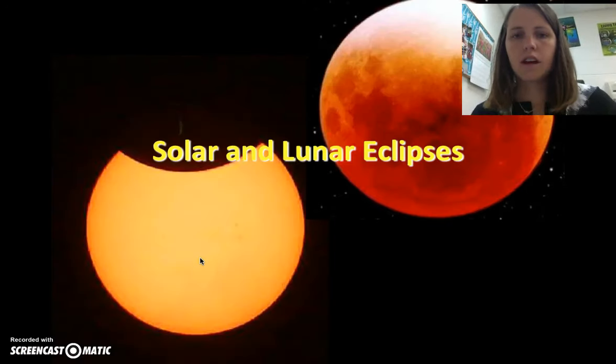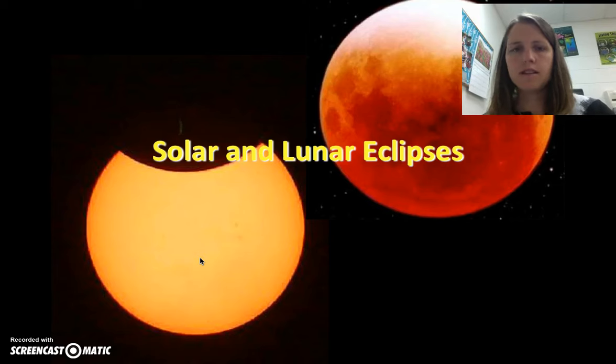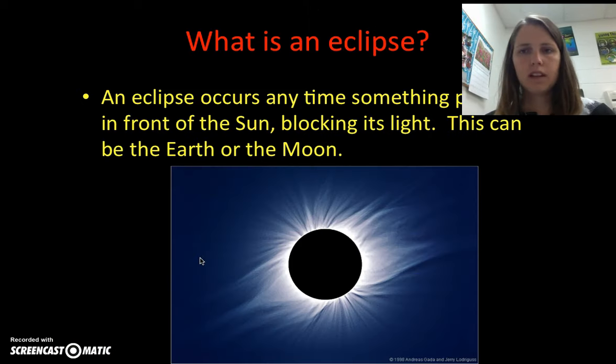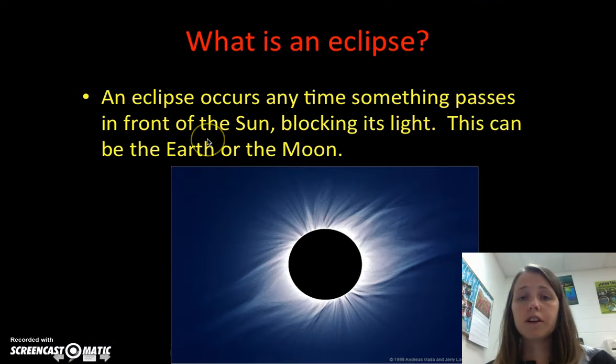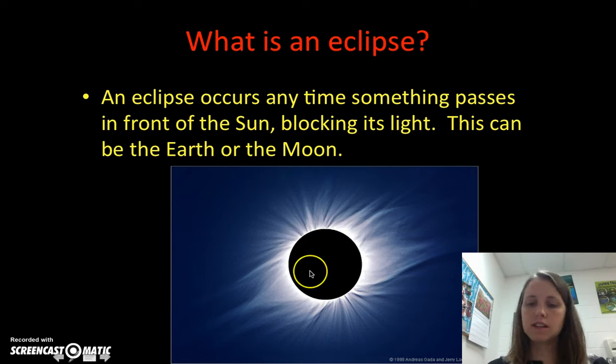All right, we are going to talk about solar and lunar eclipses. So what is an eclipse? An eclipse occurs anytime something passes in front of the sun, blocking its light. This can be the Earth or the moon. Here you can see that there's all the sun's energy coming off, but we can't actually see the sun.